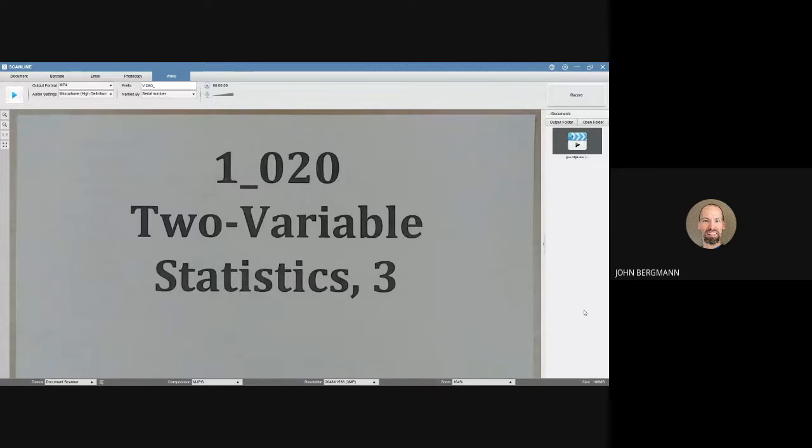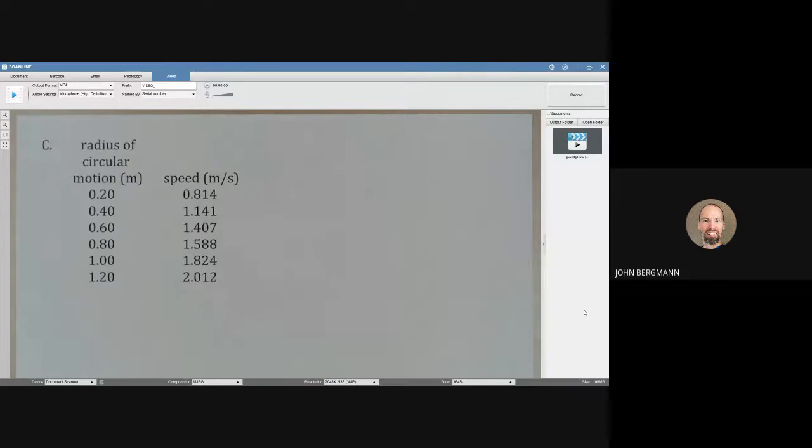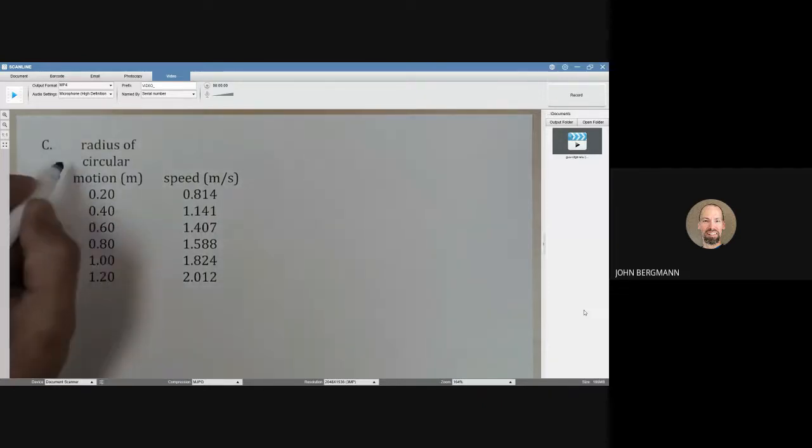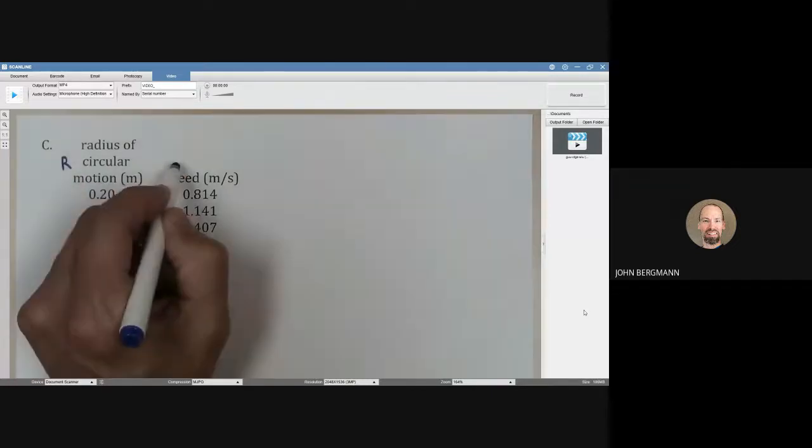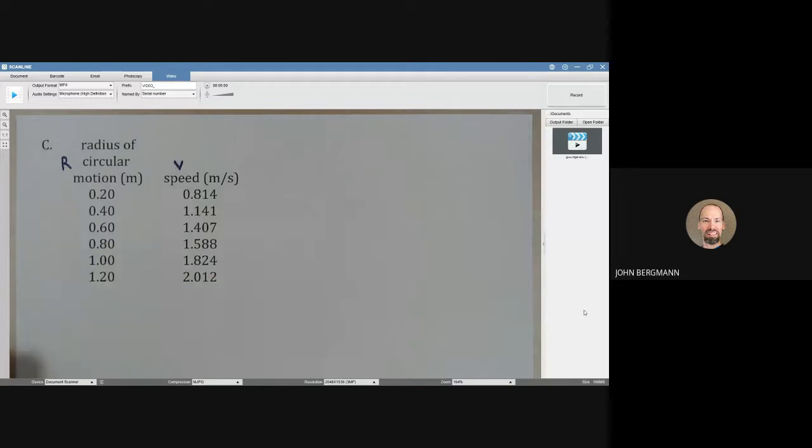We continue with another example of two variable statistics and linearizing data sets. So here we have two sets of data. Radius of circular motion, so I might assign that the variable capital R. Speed is often given the variable lowercase v. So let's linearize these. Let's check if they're linear and see what we can do here.